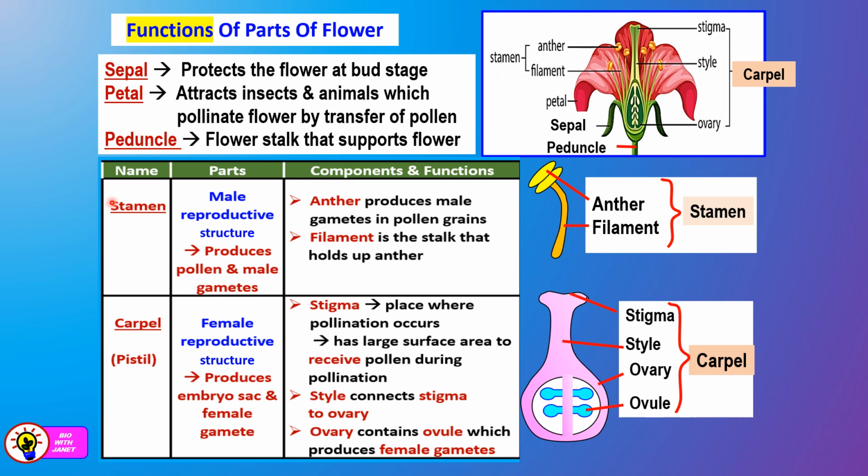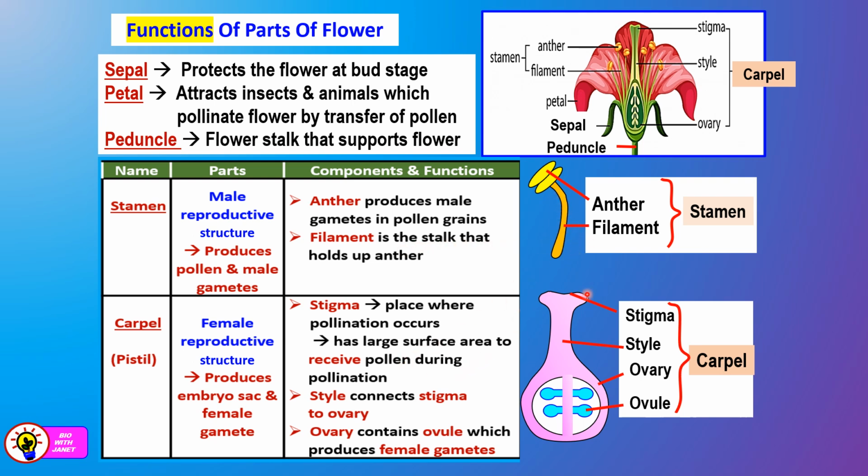Next we come to the male reproductive structure, which is the stamen. You can be asked, why is the stamen called the male reproductive structure? The reason is because the stamen produces pollen and male gametes. In the stamen we have the anther, which produces the male gametes in the pollen grains inside the pollen sac or bag in the anther, which we'll study in the next video. The filament is the stalk that holds up the anther, right?